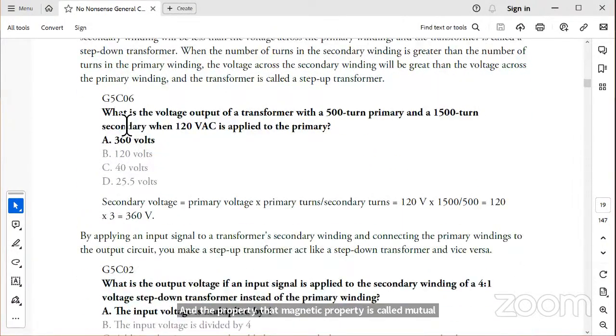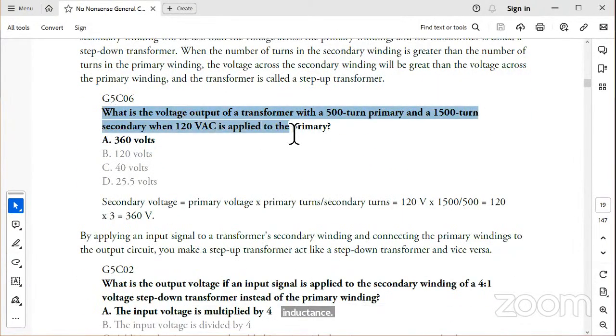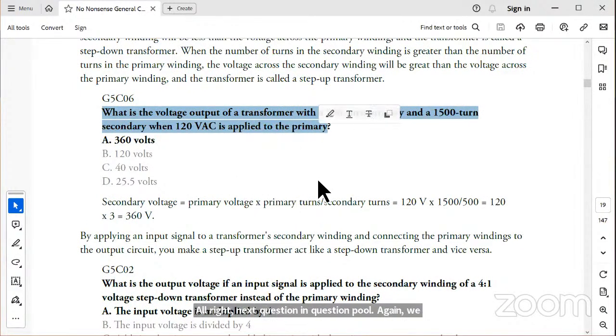All right. Next question in the question pool. Again, we covered all of this theory. What is the voltage output of a transformer with a 500 turn primary and a 1500 turn secondary when 120 volt AC is applied to the primary? So let's dissect this question. Again, we did this as a worked example, but let's dissect the question again.